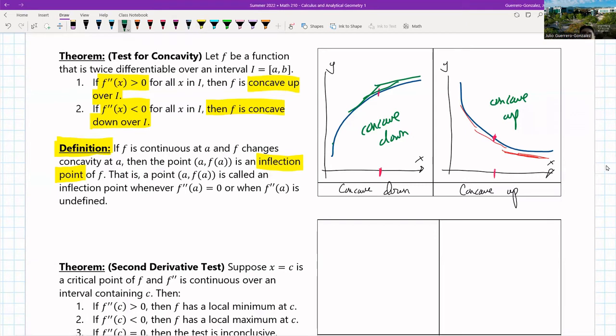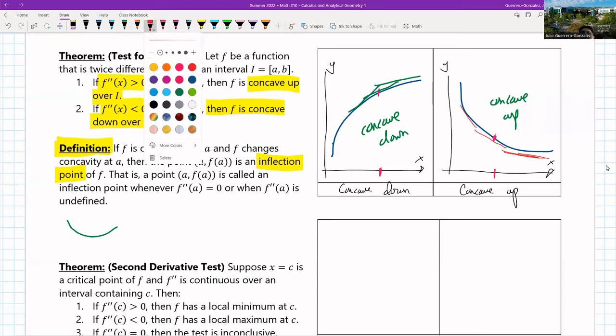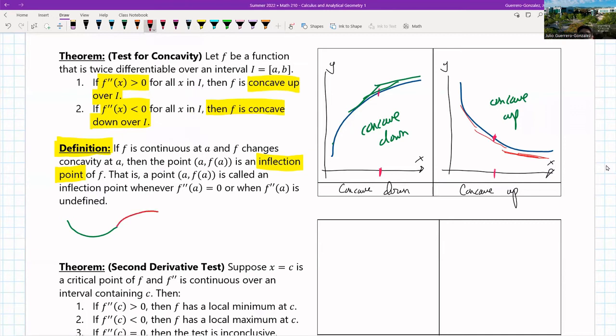So the best way to describe it is if it goes like this. So this is concave up, and it switches to a concave down like this. This point right here is the inflection point. Or the other way around. If it is doing the opposite, it does this, and then it switches to something like this. Both of these purple points are the inflection points.